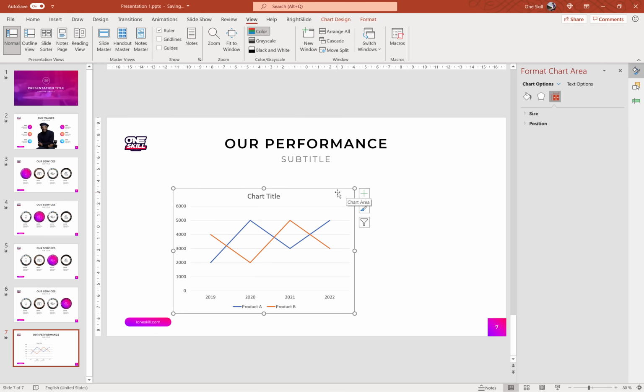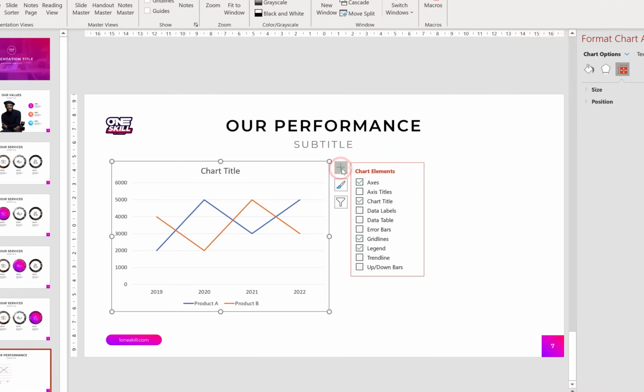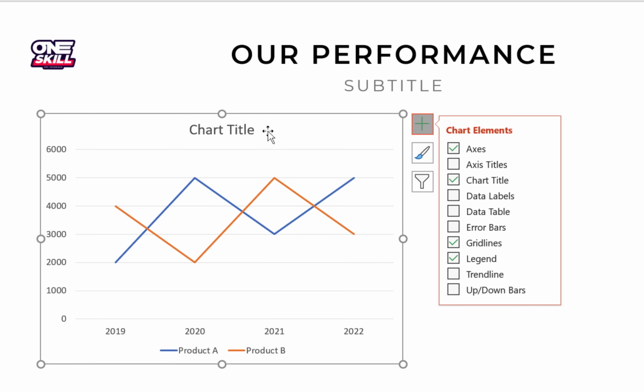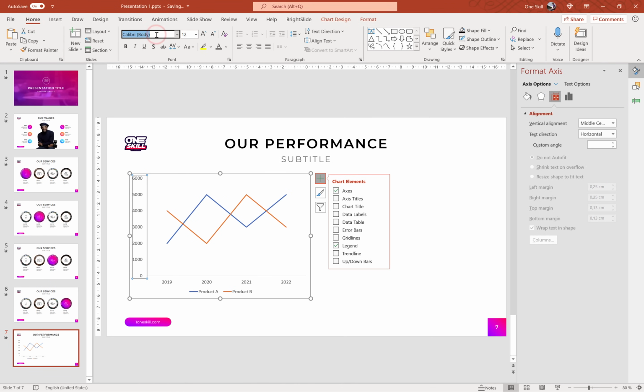And now we can resize this chart as we can resize all of the shapes in PowerPoint. And here we have this little plus symbol. This is like a little selection pane. You can hide any of the objects that you wish. For example, we can hide the chart title and the grid lines and make this chart a little bit more minimalistic. And of course, you can select any of those text boxes and change the font and the font size.